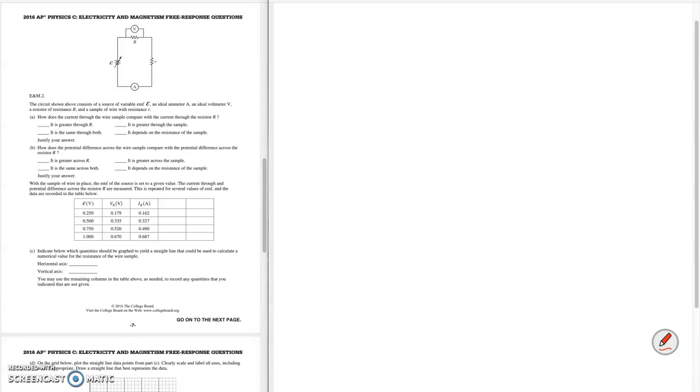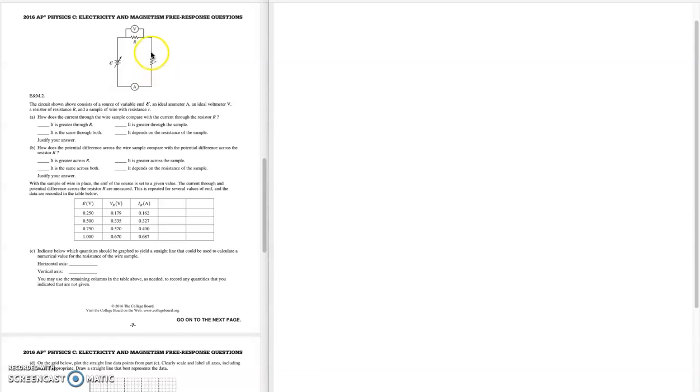Let's take a look at 2016 E&M number 2. This is a circuit. That arrow through our battery tells us that this is a variable power source. We have an ideal voltmeter up here in parallel with a resistor. An ideal voltmeter has infinite resistance so that no current goes through it. All of the current goes through the resistor.